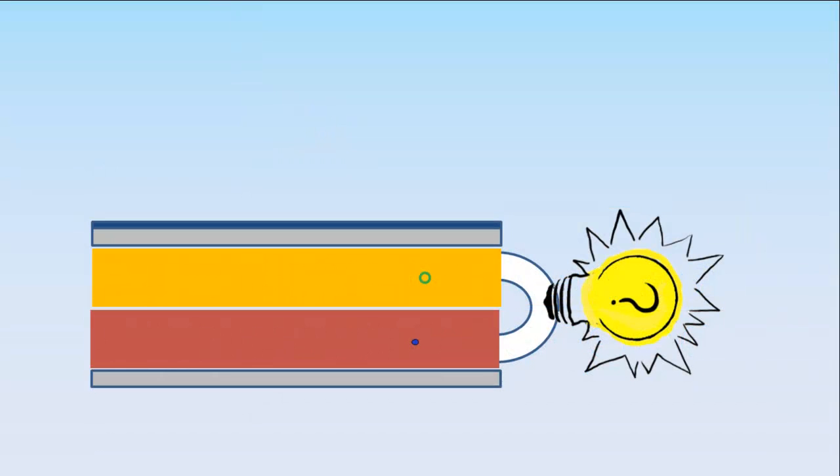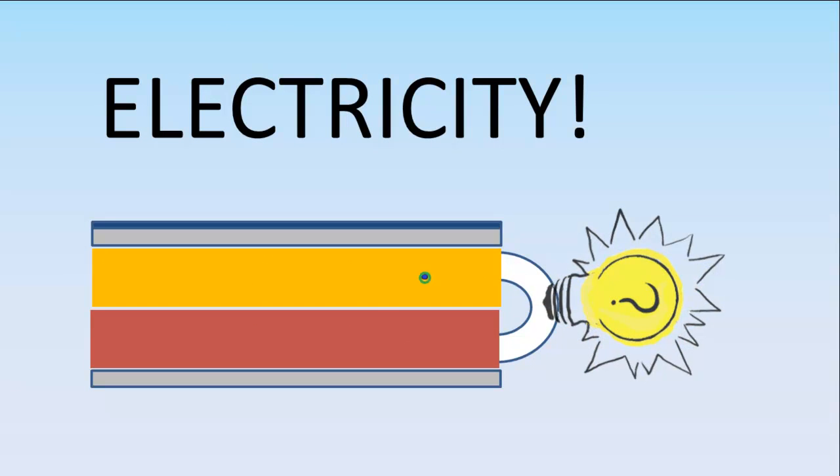If we connect an external wire between the 2 semiconducting materials, the electrons can flow through the wire and recombine. As they flow back to the P side, the energy can be used to generate electricity.